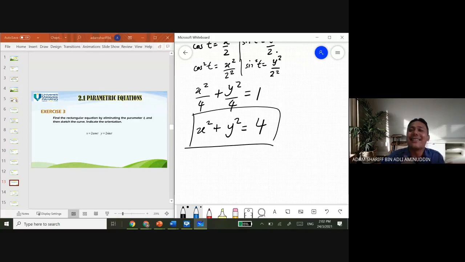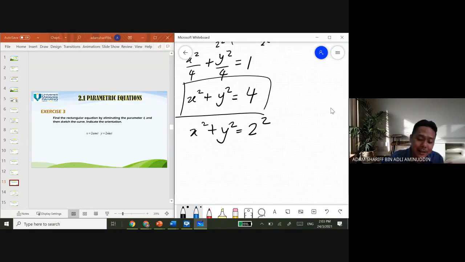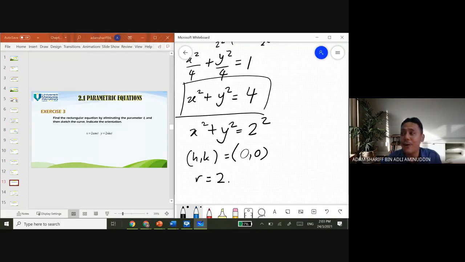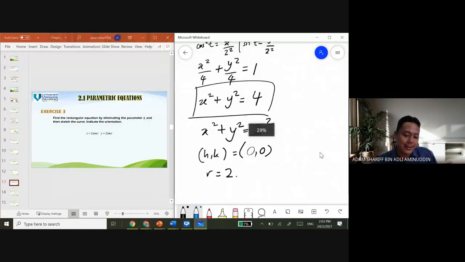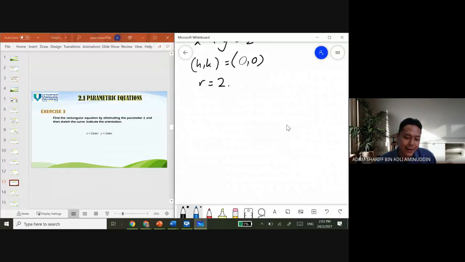Okay, this is a shape of a circle, and do you know the radius? Do you know the origin? You can know it. This is x squared plus y squared equals to 2 squared. Therefore, your center is the origin itself, and the radius is 2. Can you draw it? Let's sketch it very fast.